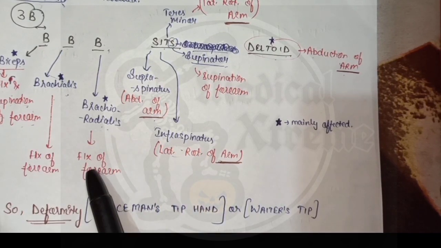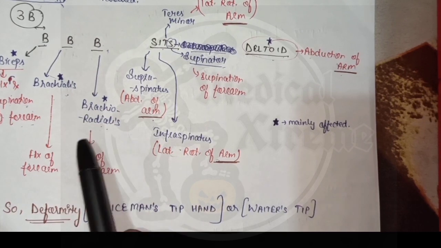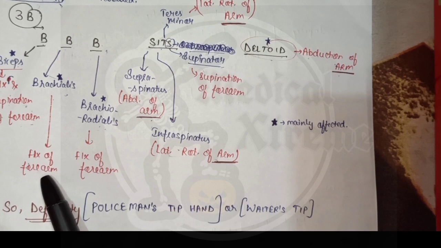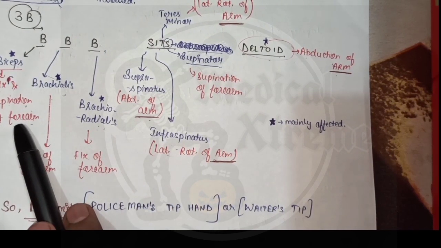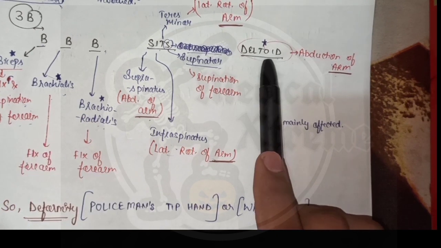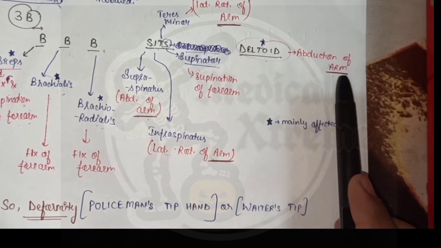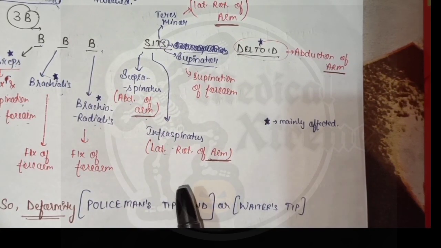What is the action of these muscles? Biceps, brachialis and brachioradialis help in the flexion of the forearm, and biceps is the main supinator of the forearm. Deltoid is the abductor of the arm; it helps in abduction of the arm. So this is the action of these muscles.